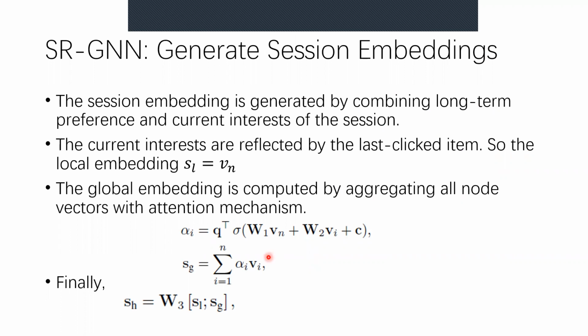So I think this attention mechanism actually puts a lot of weight on the last clicked item. It's basically saying the last clicked item is very important to predict the next clicked item. Actually, in later papers, some people try to change this assumption. So we'll see that later.